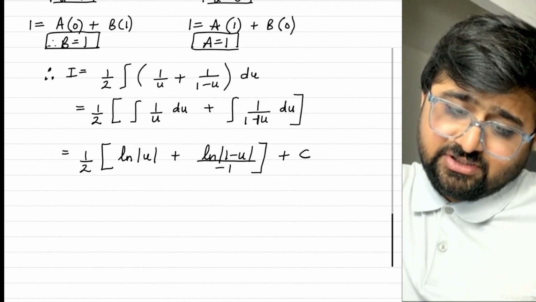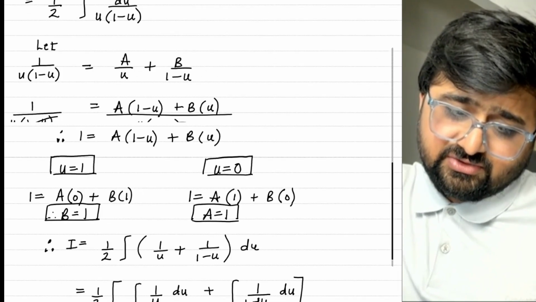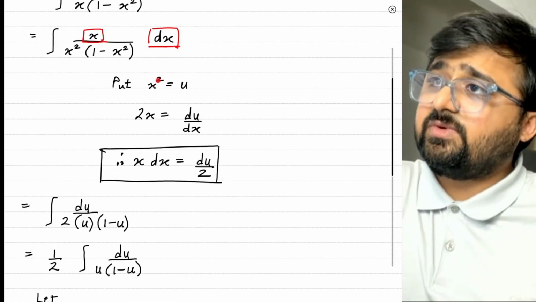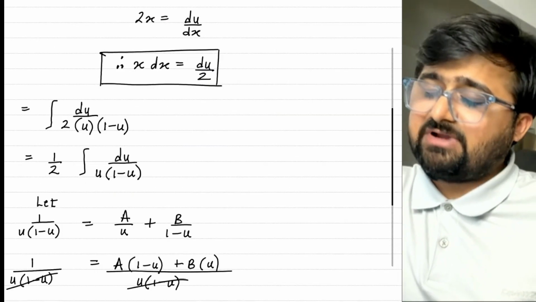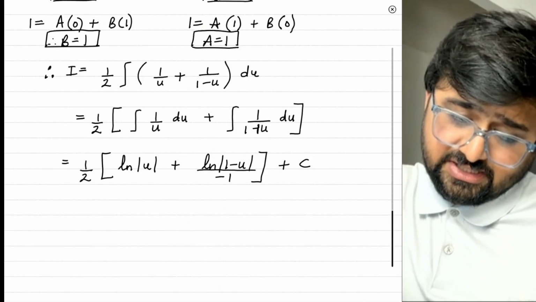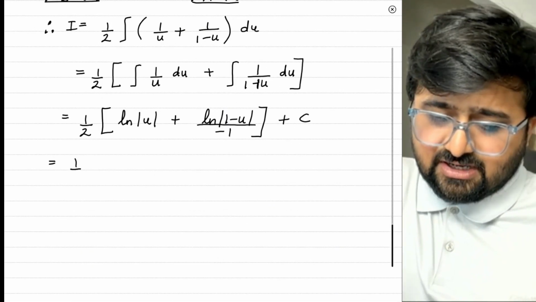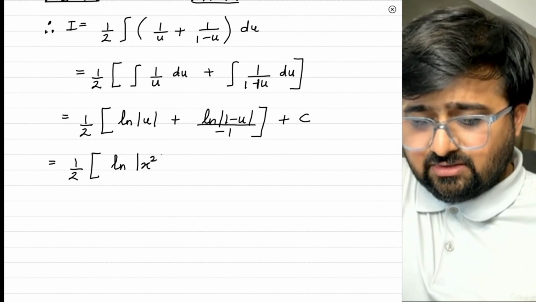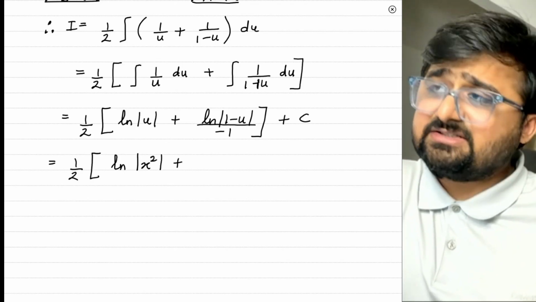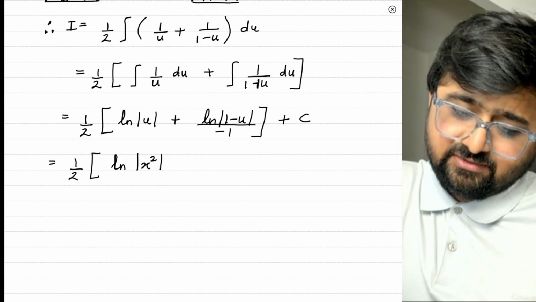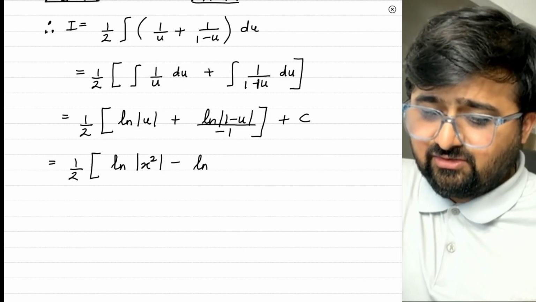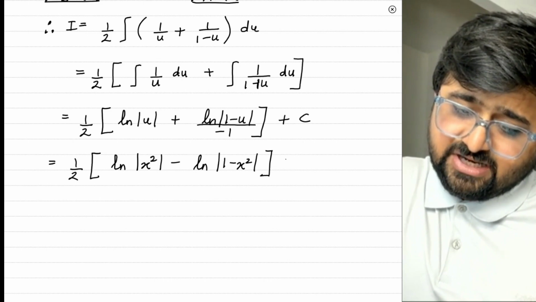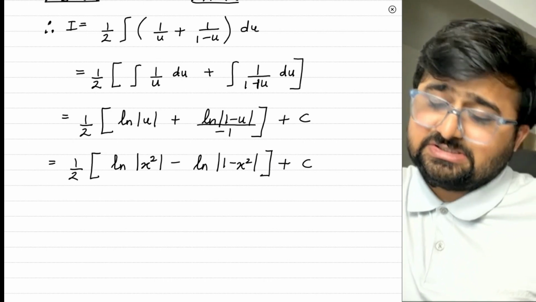Remember, we have to convert it back to the x world. So you have to resubstitute the value of u. Remember, u was nothing but x square. So let's resubstitute that value of u in the end. So we have half times (ln of x square, plus, and this plus and minus will actually become negative, so negative ln of 1 minus x square). Let's close the bracket, plus constant of integration c.